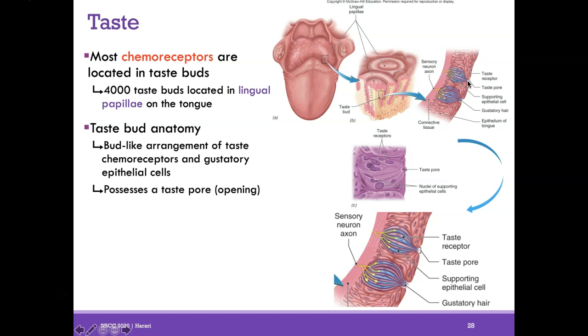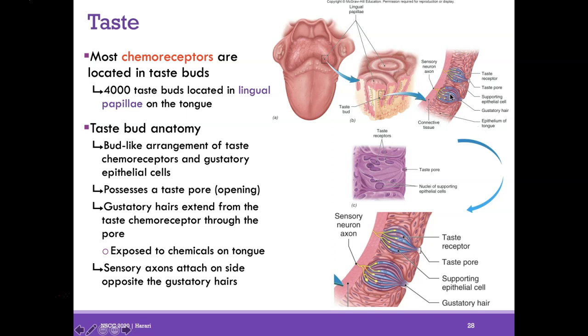can go through the taste pore and interact with a gustatory hair that extends from the chemoreceptor through the taste pore. So we have these gustatory hairs, very similar to the olfactory cells, like they have those little cilia. In this case, these are microvilli called taste hairs, and those are the receptor surfaces for tastants. So we said the taste hairs go through the taste pores. And each of these taste pores leads to a taste receptor. From the taste receptor, we have sensory neurons that are attached on the opposite side. So we have a gustatory hair on one side, then we have the taste receptor, and then we have the sensory neuron axon on the other side.